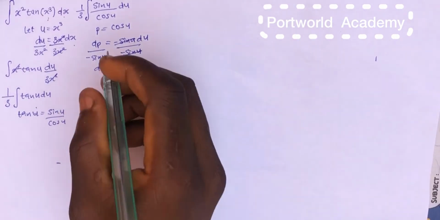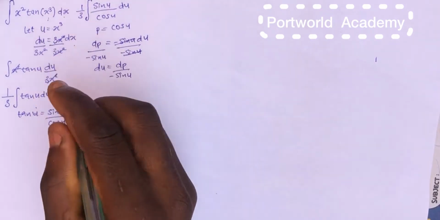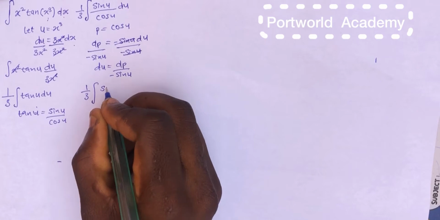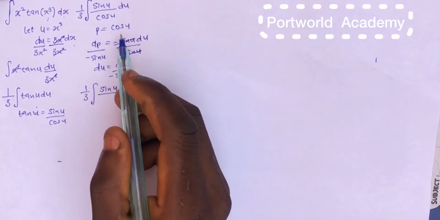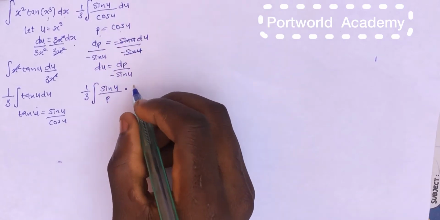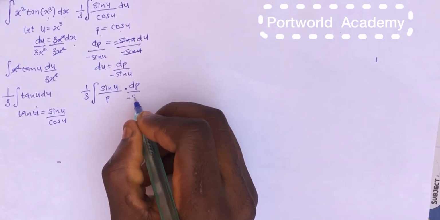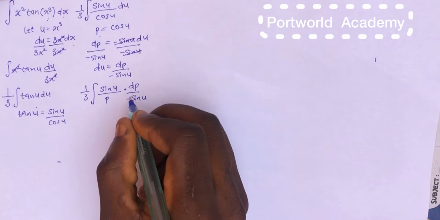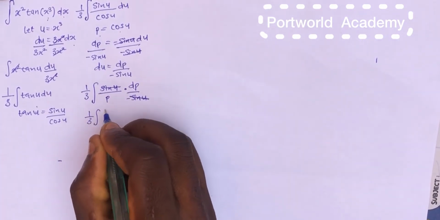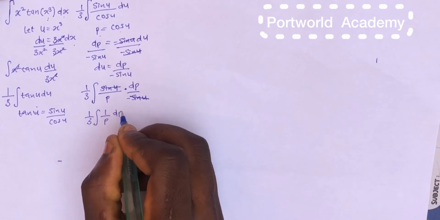So let's put this expression inside this equation. We are having 1 over 3 times the integral of sine u over what was our cos u, taken to be p, right? Times our du. du is dp over minus sine u, right? So we cancel the sine u, and we are having 1 over 3 times the integral of 1 over p dp, right?